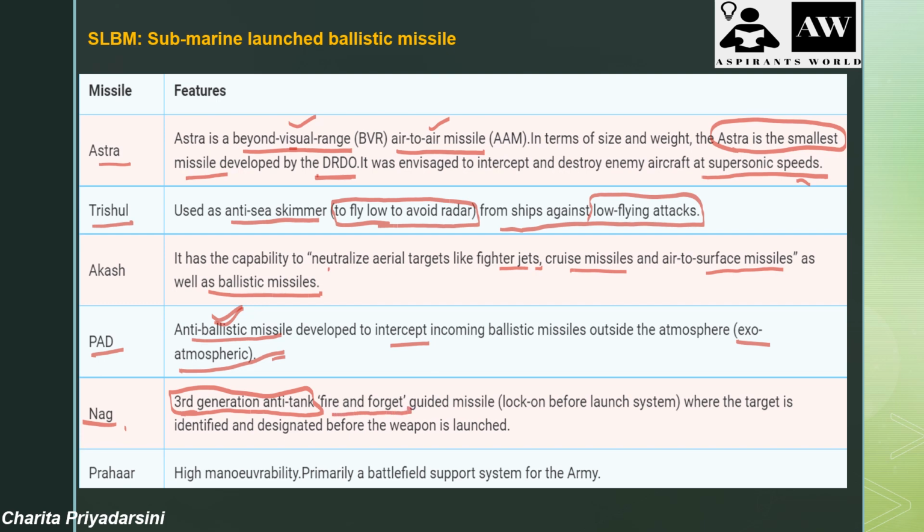And the Prahar, on the other hand, it is a high level missile. It is primarily a battlefield support system for the army. The Prahar is majorly developed to give benefits to the army. So these are some of the important missiles and their features. Whatever I have mentioned on this slide, please go through this one. All these are very important from the exam point of view.